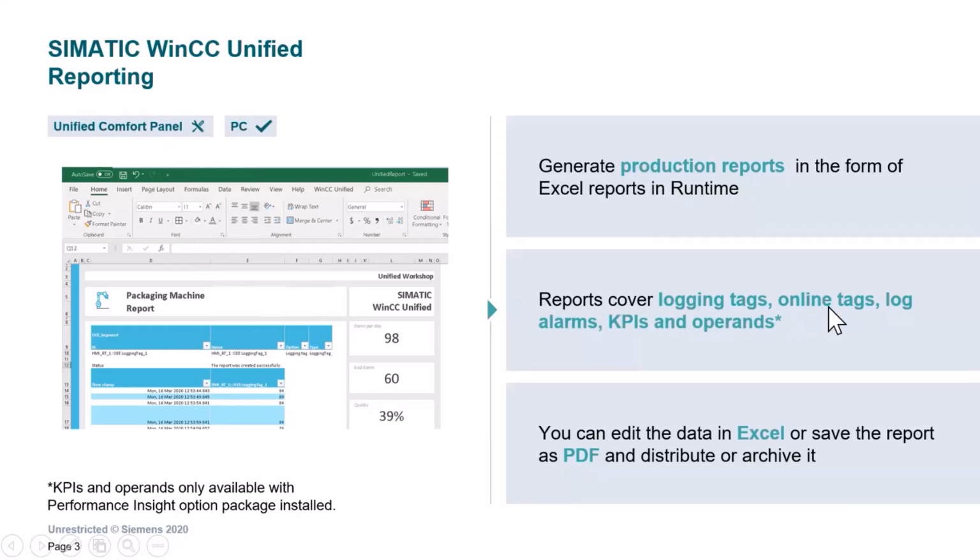I will highlight the Unified Comfort Panel portion of these slides. Reports cover logging tags, online tags, and log alarms. KPIs and operands will not be performed in this overview. KPIs and operands are possible with a package called Performance Insight. Ultimately, we use Excel to templatize our way to creating PDFs from our runtime.